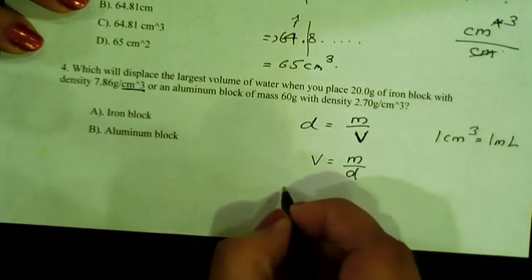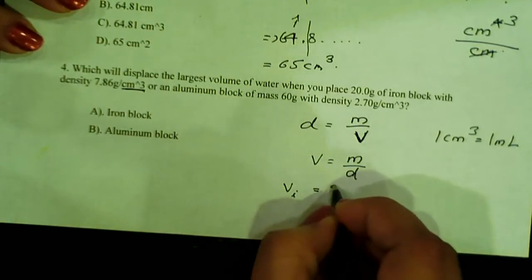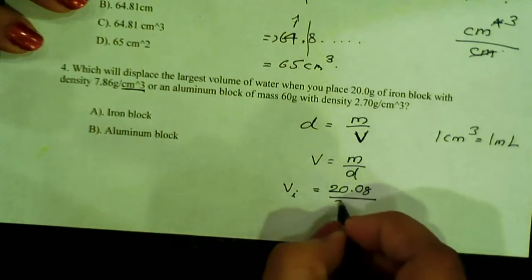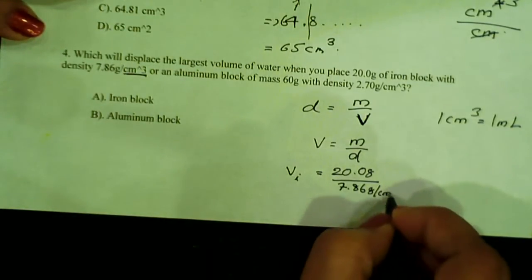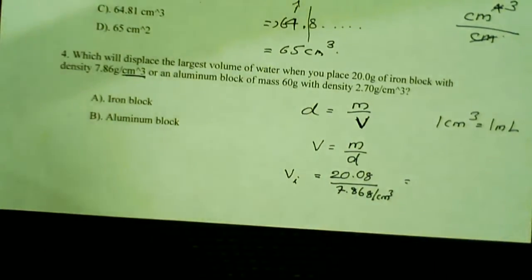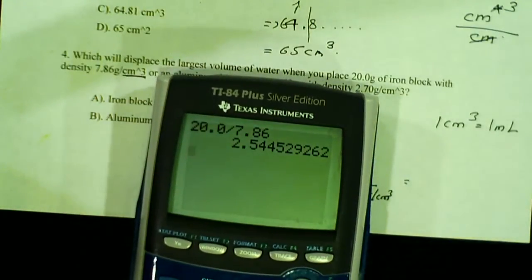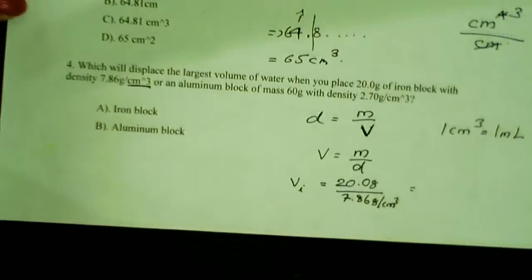So for the iron block, V iron will be 20.0 grams divided by 7.86 grams per centimeter cubed. So you will end up with 2.54 centimeter cubed, which is the same as 2.54 milliliters.